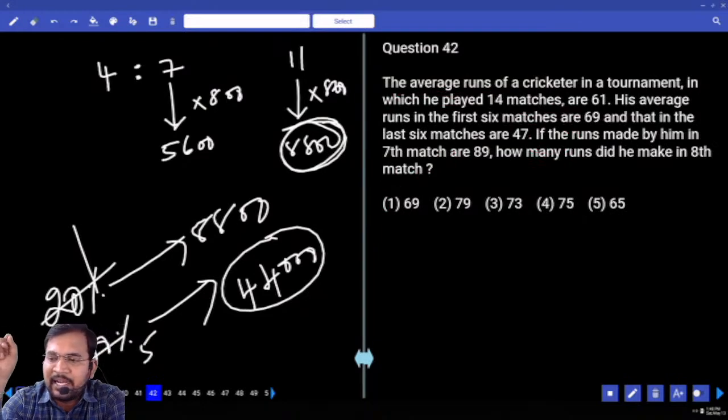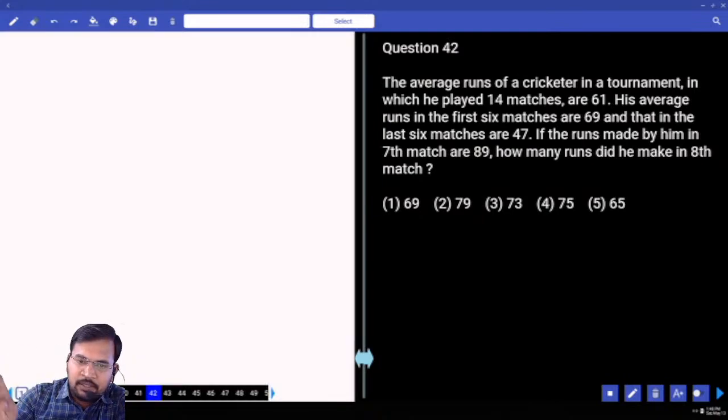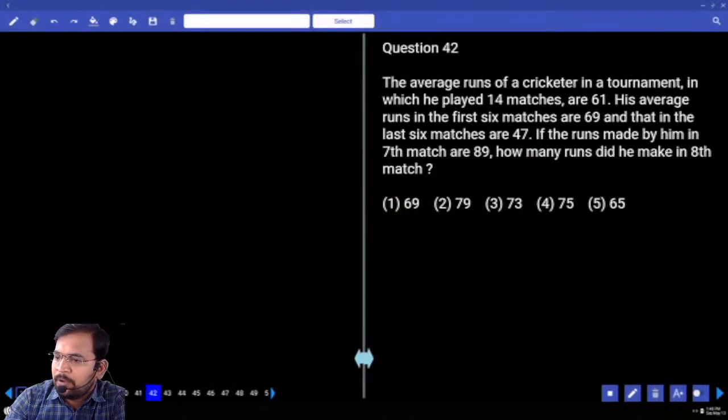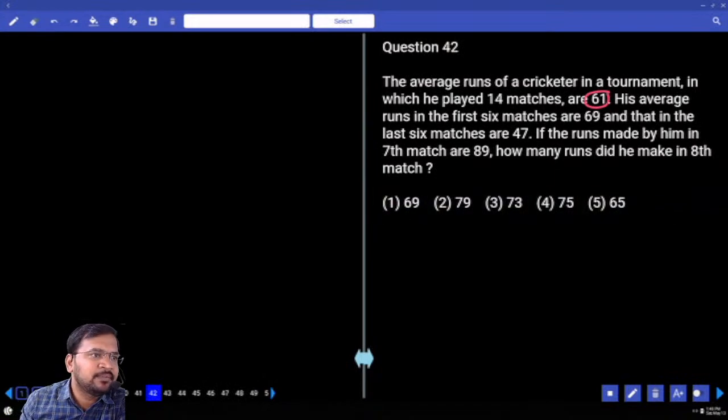The average runs of a cricketer in a tournament in which he played 14 matches are 61. His average runs in the first 6 matches are 69, and in the last 6 matches are 47. If the runs made by him in the 7th match were 89, how many runs did he make in the 8th match? If you observe carefully, the 14 matches average is 61. The first 6 matches are 69. That 69 is how much more than the given average? 8 more.